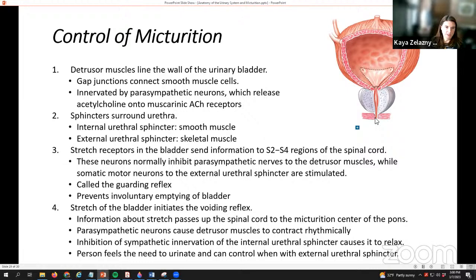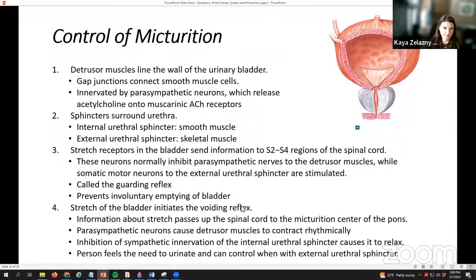Okay. But when you stretch the bladder out too big, when you have too much urine in there, you really need to pee, right? So those stretch receptors are sending information back to the spinal cord. Okay. So it's passing up through your spinal cord all the way up to your brainstem to the pons. The pons has a micturition center. So basically a peeing center that tells you whether you have to pee or not. Which is going to be called the voiding reflex, at least in this terminology here, okay?